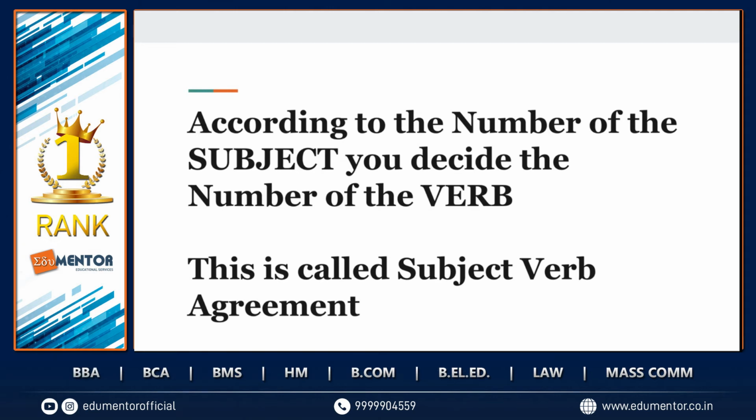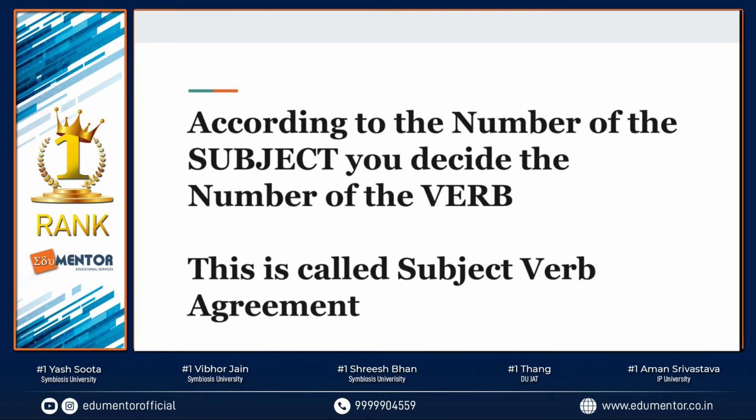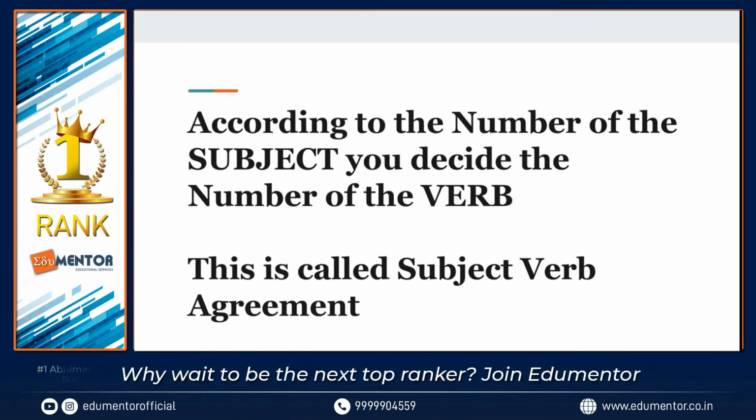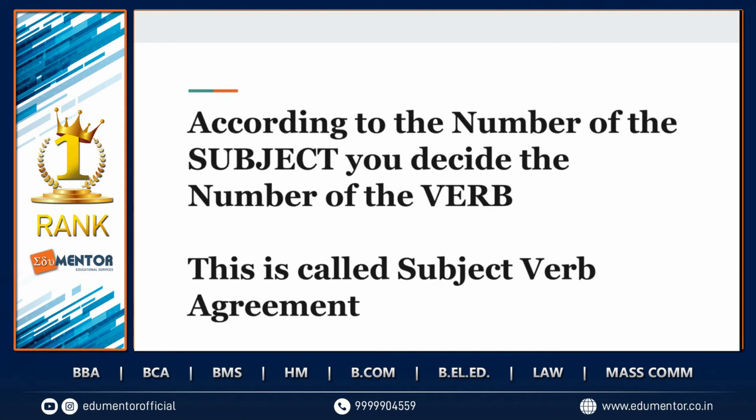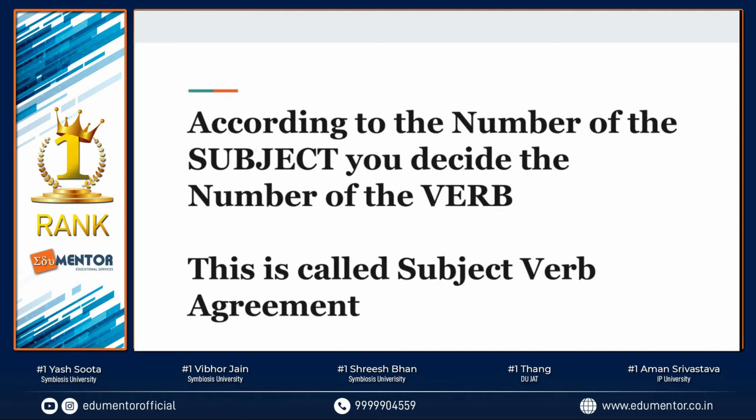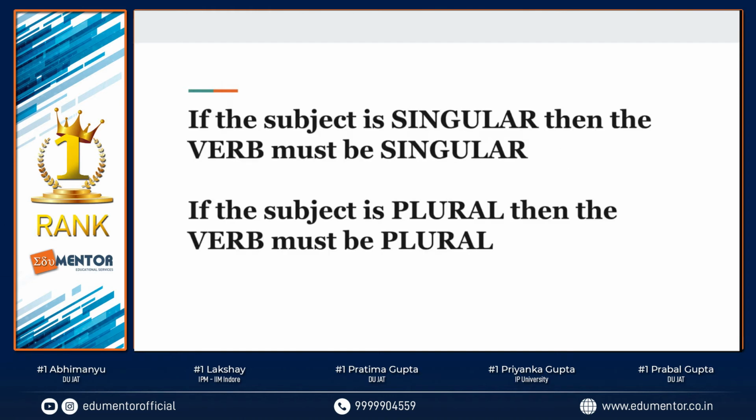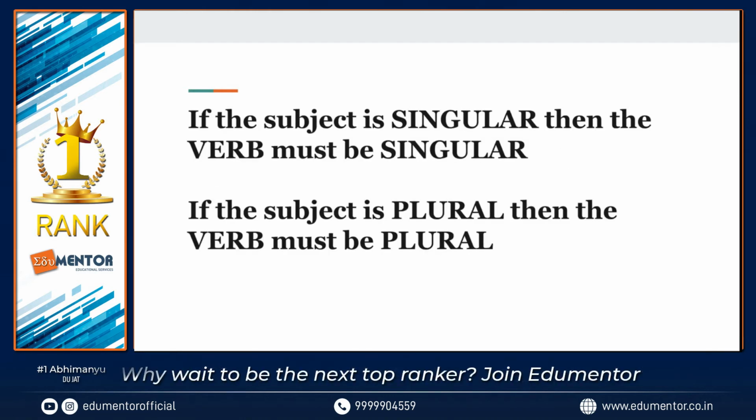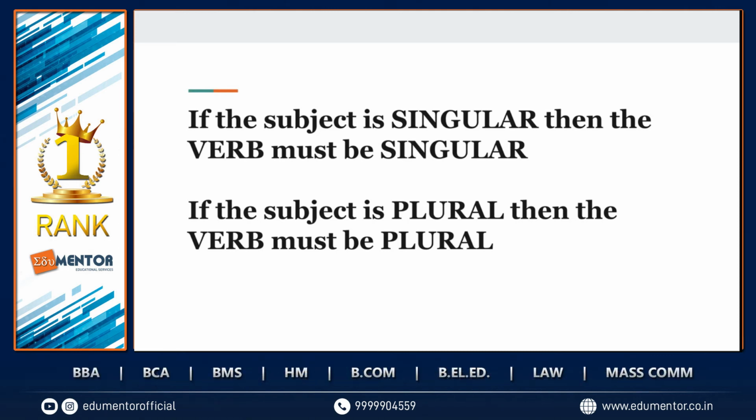So whenever we talk about the number of the subject, by this line I mean, is the subject singular or is the subject plural? On the same basis, I decide the number of my verb, okay? Please remember, this is subject-verb agreement, all right? So keep this in mind. This is the only basic rule. If the subject is singular, the verb must be singular. And if the subject is plural, the verb must be plural. All right, so this is the basic concept that you need to keep in mind. If the subject is singular, then the verb must be singular. If the subject is plural, then the verb must be plural.